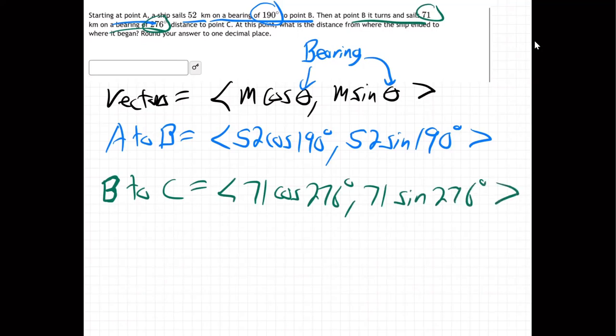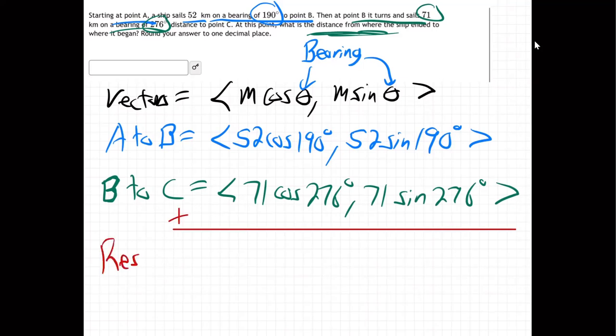And then it says, what is the distance from where it started? Now what's the result of these? So we're just going to add these up, and that'll be the result. So whenever you have a couple of vectors, you can just add them up. Add the x with the x.